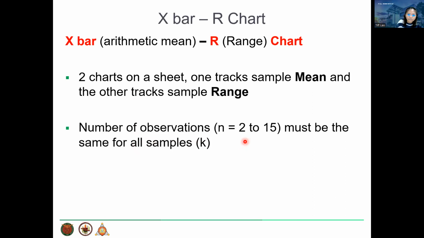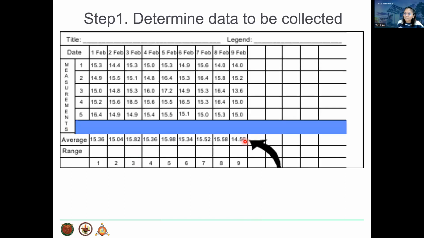Gets? So, yan. So, paano ginagawa yung X bar R chart? So, first, mag-collect ka ng data. So, as you can see, wait lang, yun nag-move yung mouse ko. Gift nyo nga ako ng mouse. Anyway, ayan.